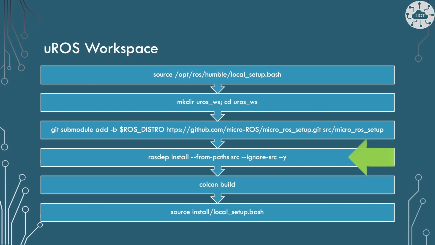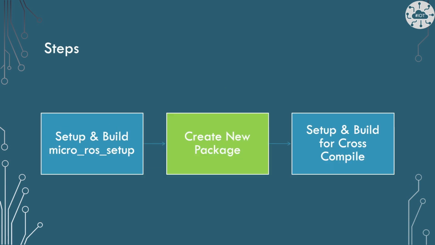Like any new ROS package, we now need to resolve the dependencies and initialize the build, then source the environment. This is important because we're going to need to run some scripts from within this Micro ROS Setup package to be able to cross-compile. Now let's turn our attention to our new custom package and servo message definition.